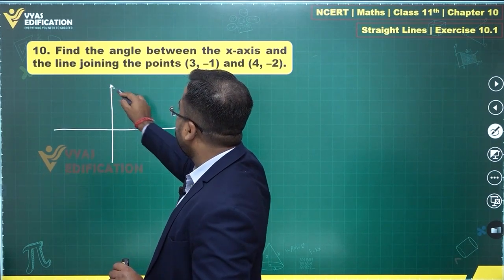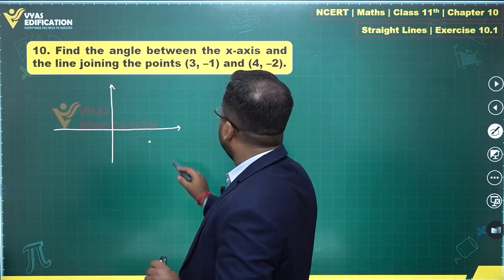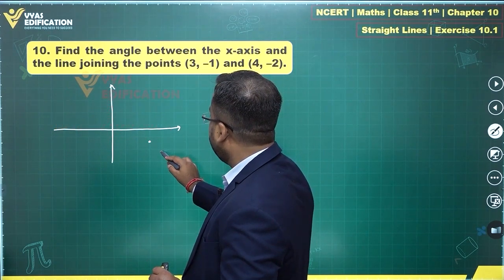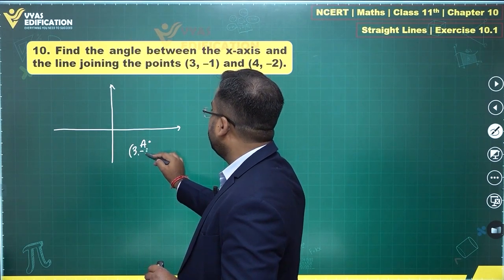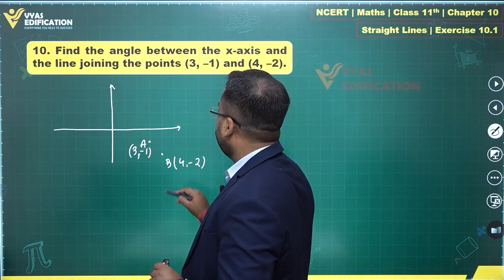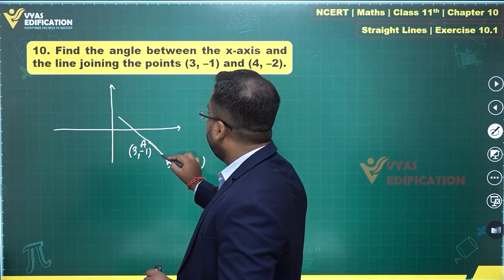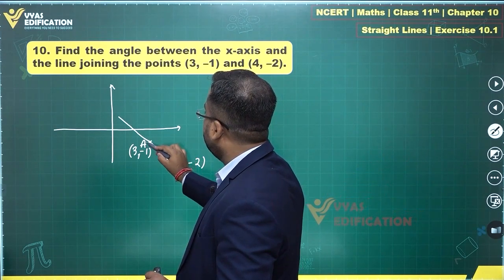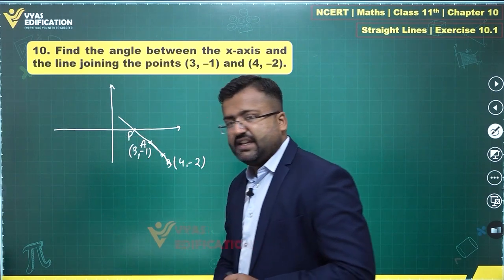Let's try to draw the diagram first of all. (3, -1) will be somewhere here, and (4, -2) will be here. Pretty interesting. This is A, which is (3, -1). This is B, which is (4, -2). Joining these two will give me further extension, and this will intersect the x-axis at some point P, let's say.